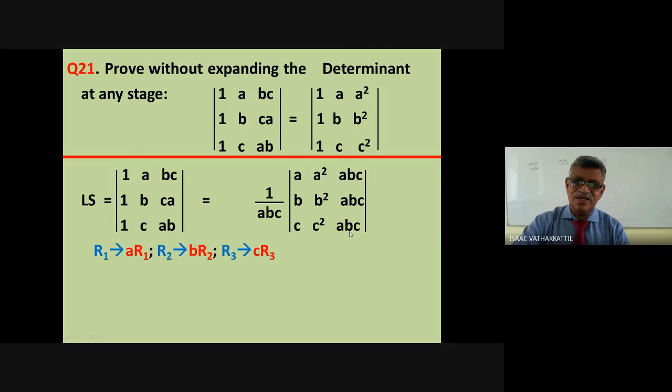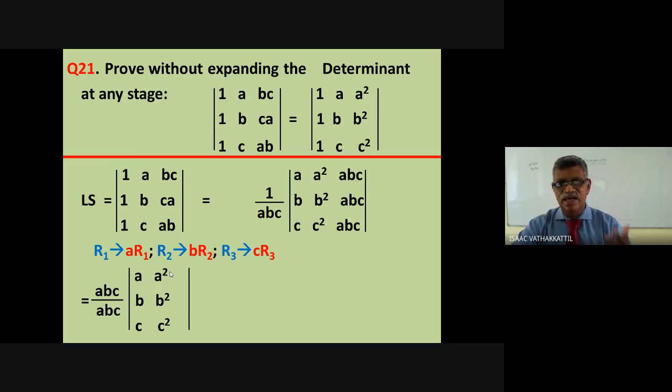Now from the third column, you take ABC out. So that becomes ABC upon ABC. And what will be inside? ABC, A squared, B squared, C squared, 1, 1, 1. ABC column wise, A squared, B squared, C squared, 1, 1, 1. The ABC get cancelled, nothing to worry.